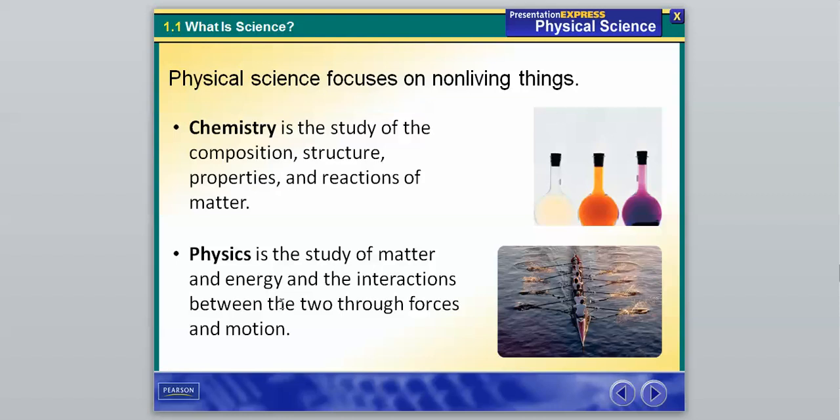But I would make sure you have these two written down, and have an idea of what chemistry and physics are, at least be familiar with them as we dive into them this year.